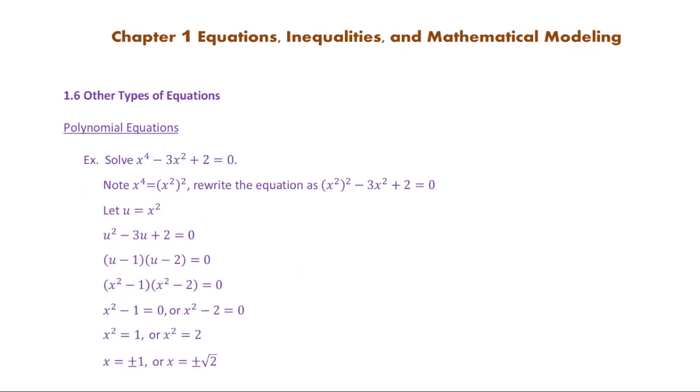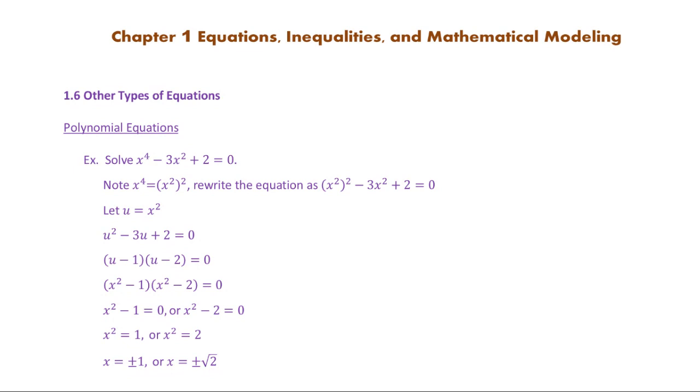Okay, let's do another one. So this one is a little different. We got an equation that has the exponent 4. So we get x to the fourth minus 3x squared plus 2 equal to 0. And again, we need to factor it, but before that, we can rewrite the equation using some new variable, for us to see it more clearly.